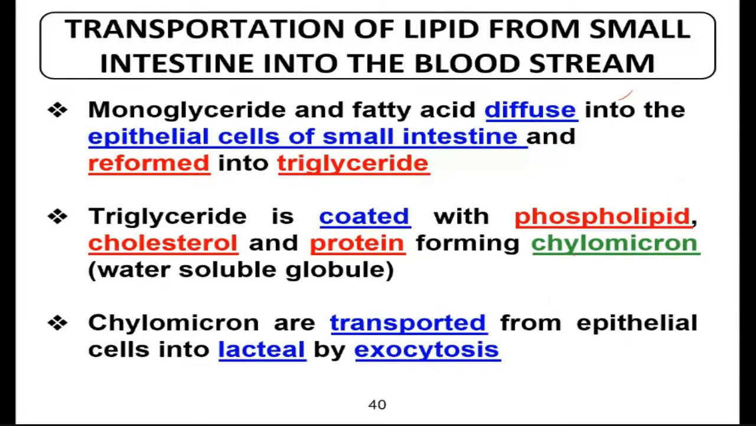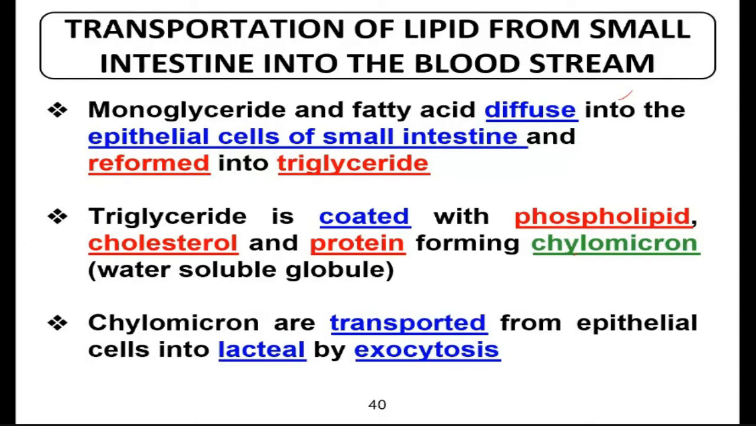So once they are in the epithelial cells of the small intestine, they will combine the monoglyceride and the two fatty acids will reform triglyceride. They will combine. Kenapa ada banyak kerja ni? Sebab triglyceride tu molekul yang besar. Jadi tak boleh simply diffuse into the epithelial cell of the small intestine. So they need to be broken down into monoglyceride and fatty acid, barulah boleh diserap masuk dalam sel epithelial.